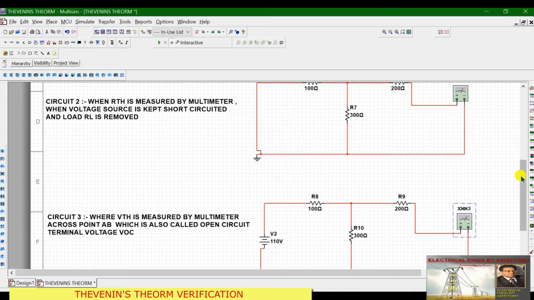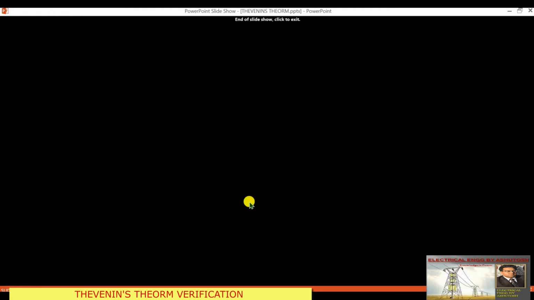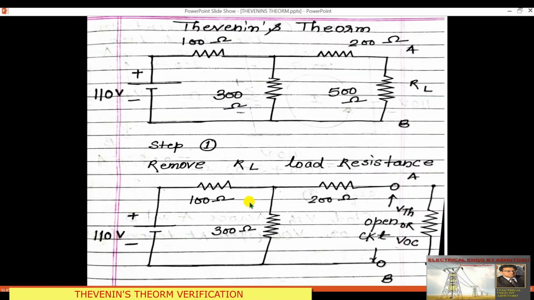So we will come to this. First we will solve the numerical and see what values come. Step number 1, I will tell you the steps for how to Thevenize the circuit.